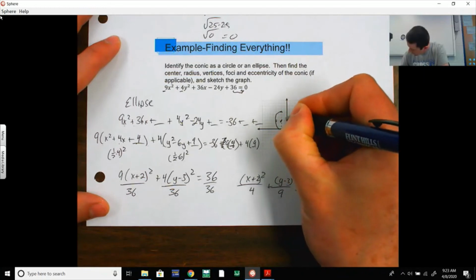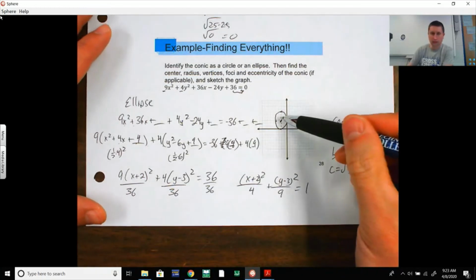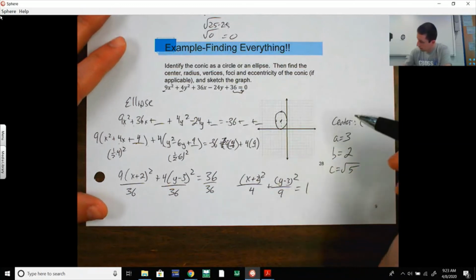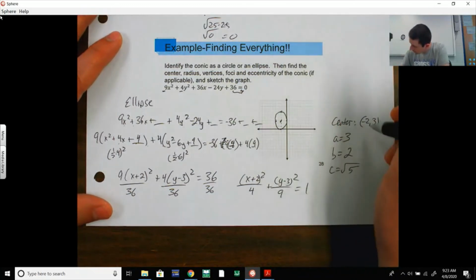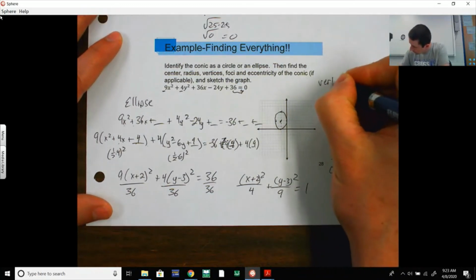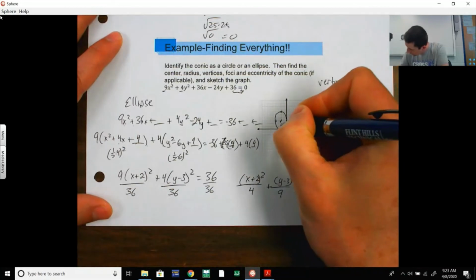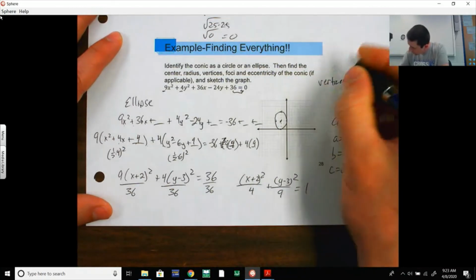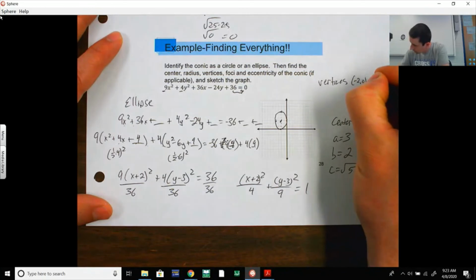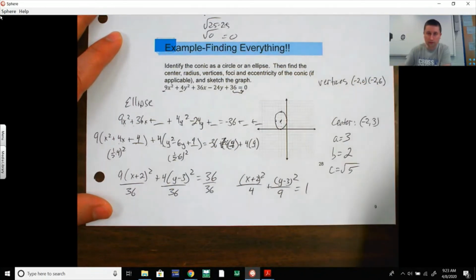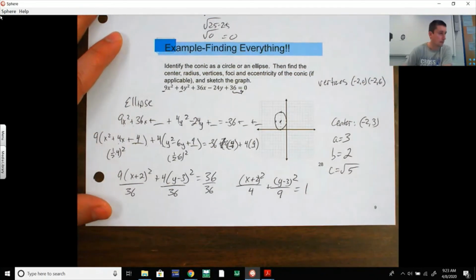When you get to the assignment, they want you to actually list these points. So this is where the graph can come in handy. Your center's at negative 2, 3. Your vertices would be at negative 2, 0 and negative 2, 6. Those are your vertices. Okay, what else do they want?